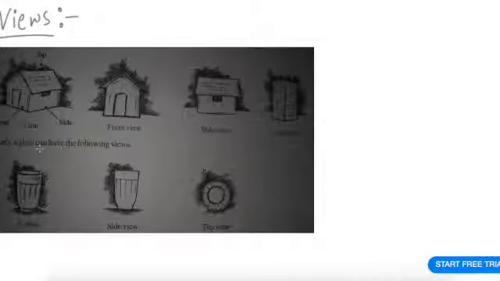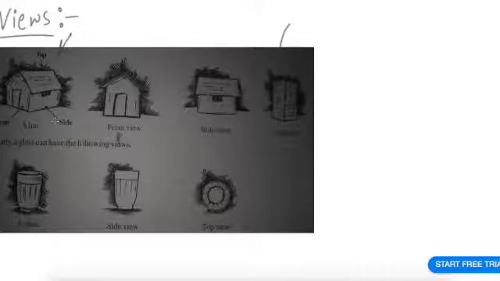The hut is a three-dimensional figure. You can see the house from the top, from the front, from the side and from the top. So what are the various views? If you see the house from the top, then it would look like this. Why? Because you are seeing it from the top.